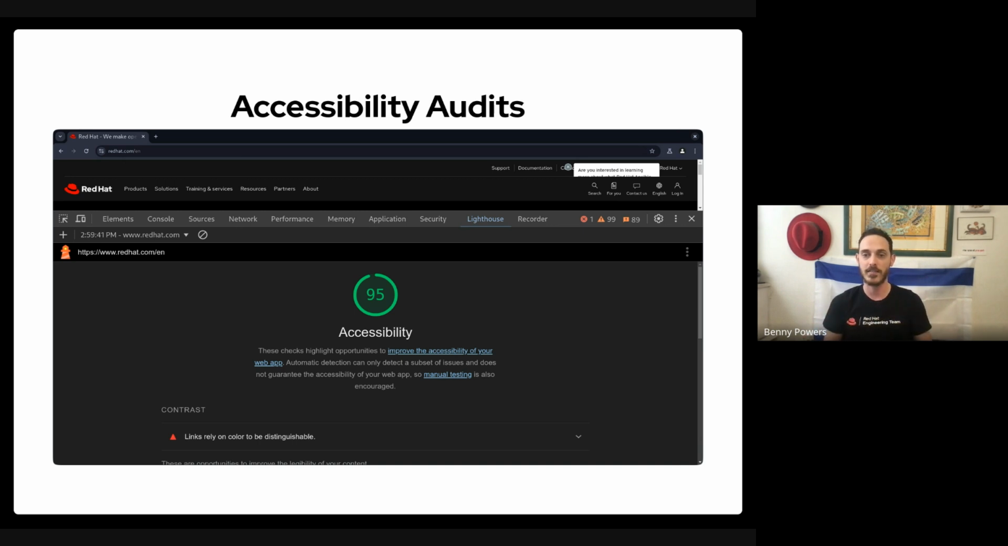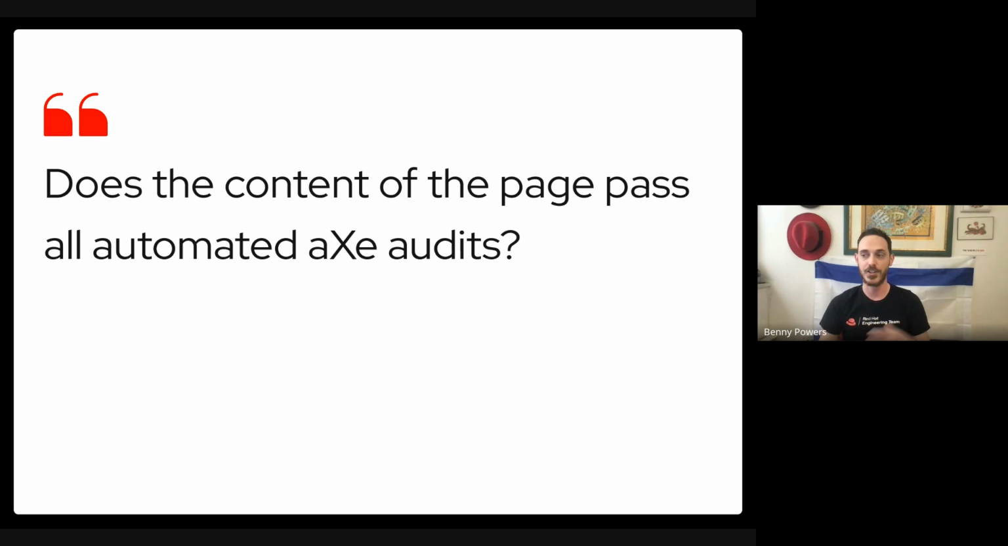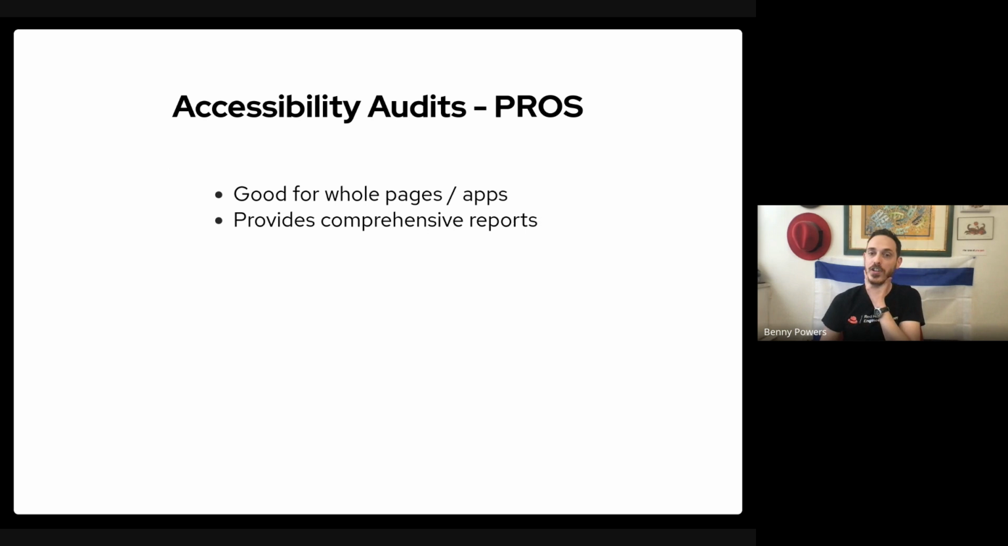Are there any identifiable accessibility problems there? Right? And when you run these kinds of accessibility audits, you're basically saying, does the page pass the audit? If it doesn't, which audits does it fail? Okay. So the advantages of accessibility audits is that they work great for whole pages or entire applications, and they provide these comprehensive reports, which can be very useful to teams in order to ameliorate accessibility issues.